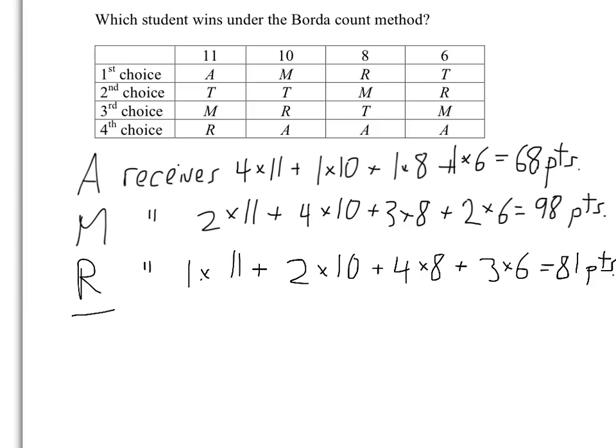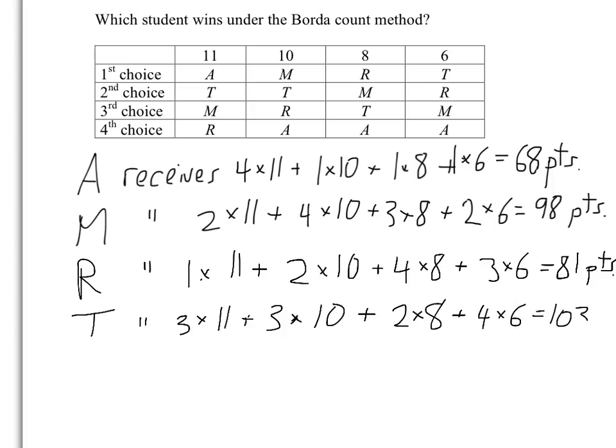Finally, we compute that Tom receives 3 points on each of the first 11 ballots, 3 points again on each of the next 10 ballots, then 2 points on each of the next 8 ballots, and finally 4 points on each of the remaining 6 ballots, for 103 points total, so Tom is the winner. Very well, Tom is the winner under the Borda count.